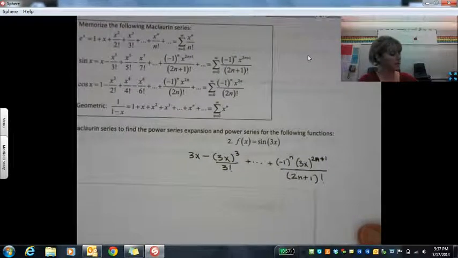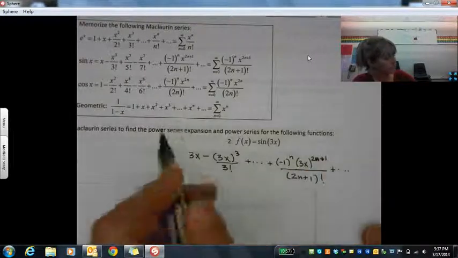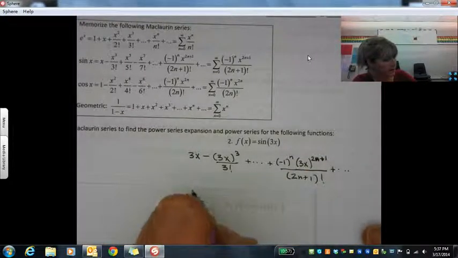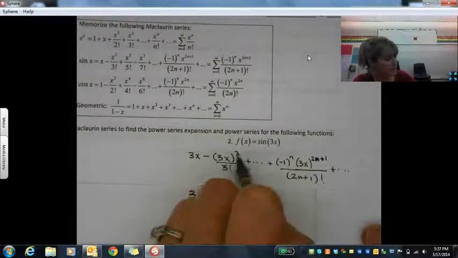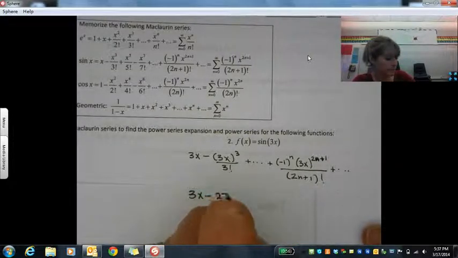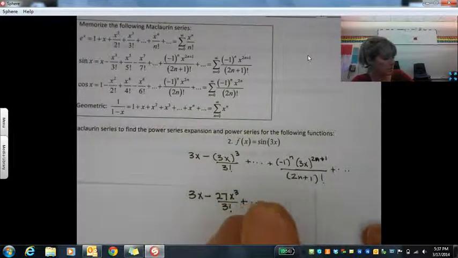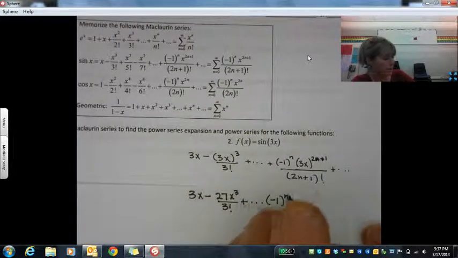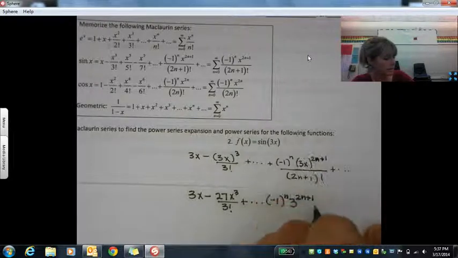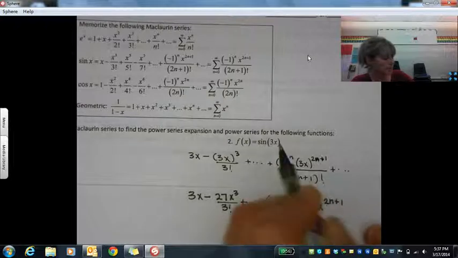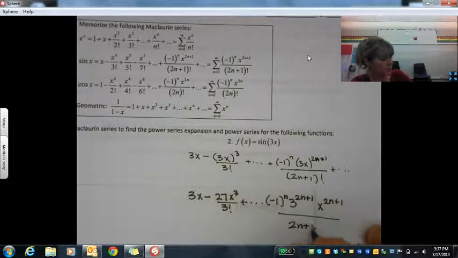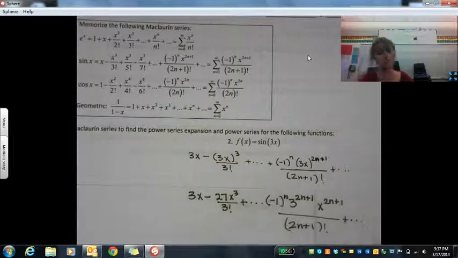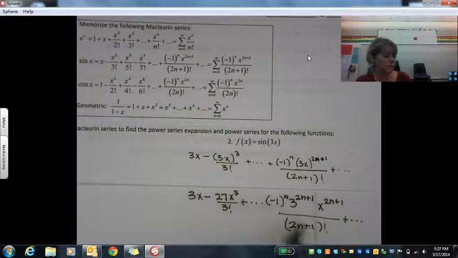Okay, and then I'm going to do a little bit of simplifying. So then I would have 3x minus 3 cubed, which is 27, x cubed over 3 factorial, and then negative 1 to the n. The 3 is just going to be 3 to the 2n plus 1, and then x to the 2n plus 1 over 2n plus 1 factorial. So something like that. Okay? Easy. And then for summation, this would just go into my summation form.